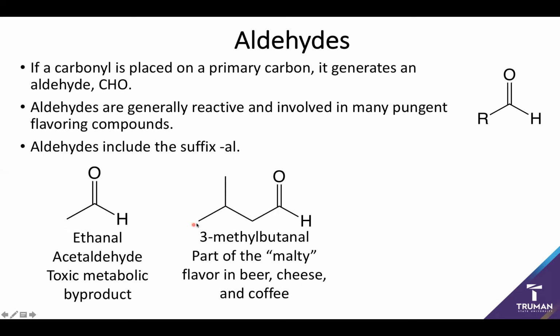Similarly, you can have this 3-methylbutanal. So we put that aldehyde on the 1 carbon, 1, 2, 3, place a methyl group there, and we have 3-methylbutanal. So this is what gives that malty flavor in beer and cheese and coffee. So again, it's a very strong flavor. So if you have that kind of almost bitter taste, this is really what you're looking at.